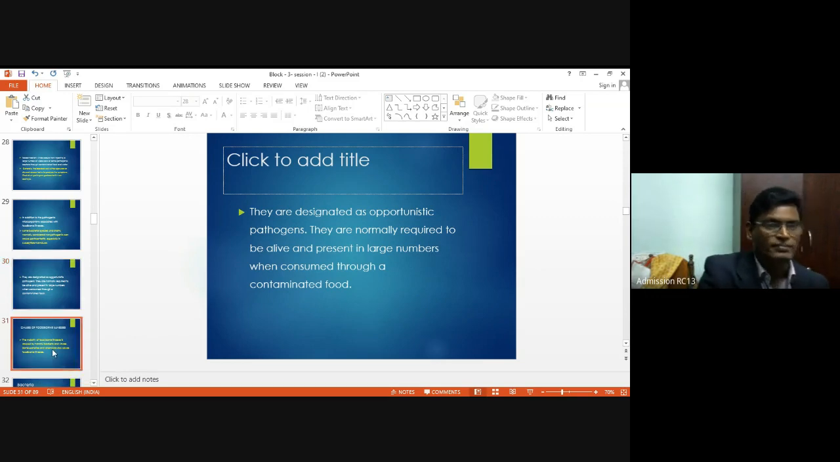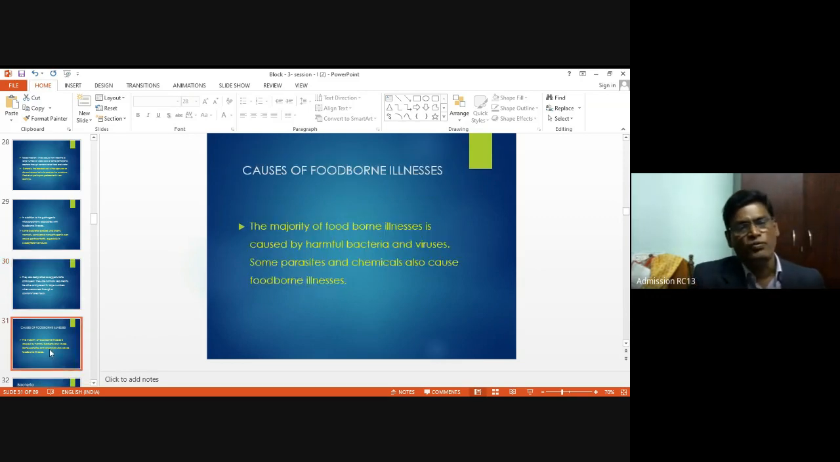What we can notice is that the majority of foodborne illness is caused by harmful bacteria and viruses. Some parasites and chemicals also cause foodborne illness.